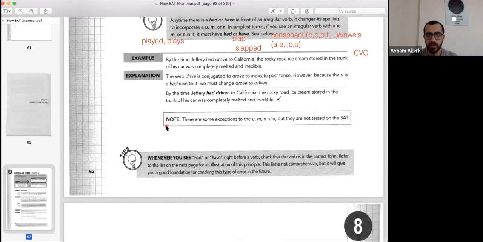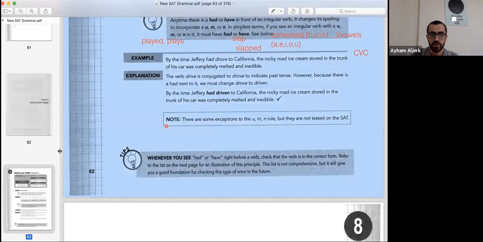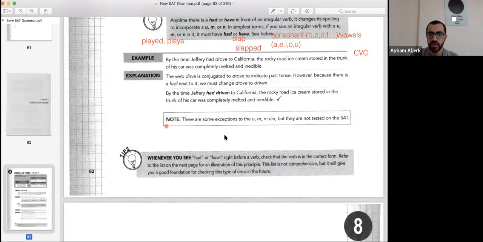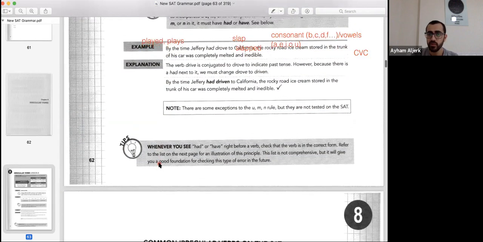Let's read the note together. There are some exceptions to the U, M, and N rule, but they are not tested on the SAT. So usually they give you the ones that have U, M, or N in them. But as I told you, it might be helpful for the reading section as well. So it's a good idea to memorize the lists.